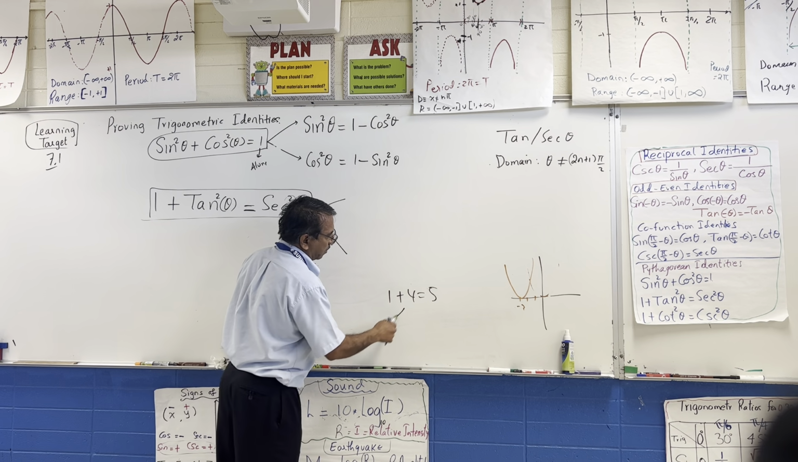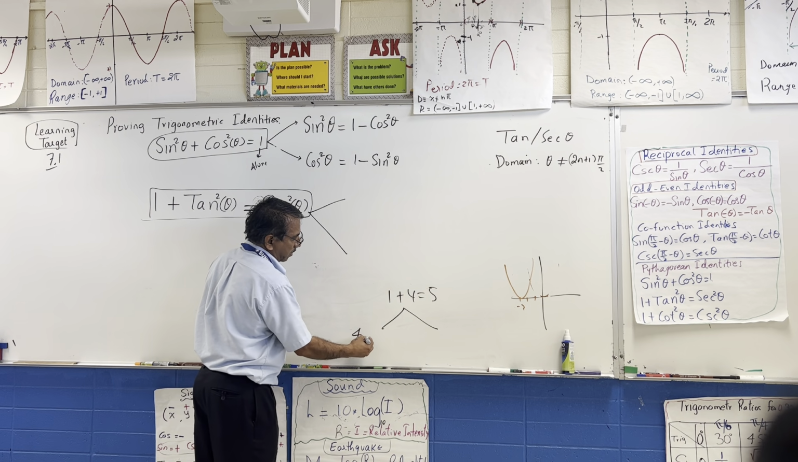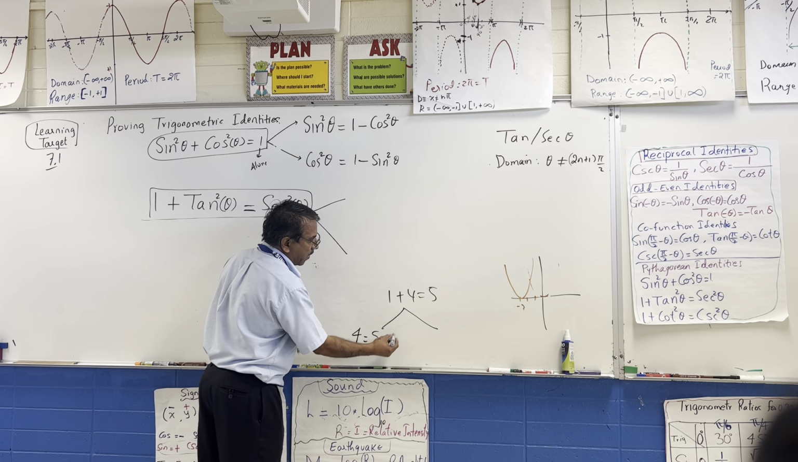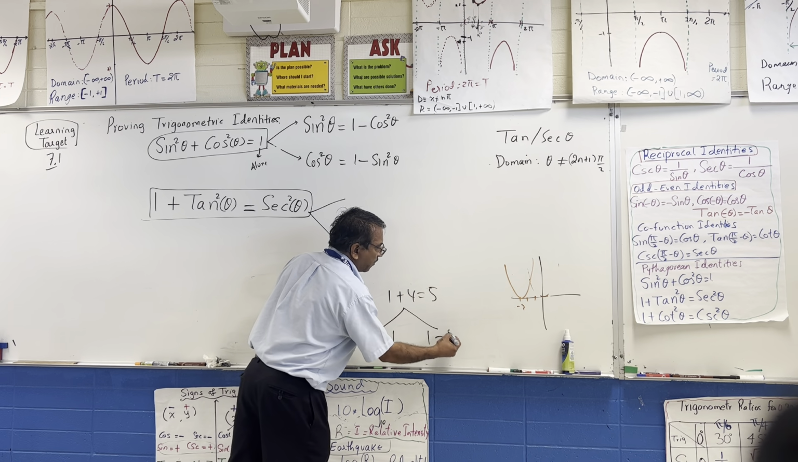One is keep 4 as it is. This 4 as it is. Can I write 5 minus 1? Now I'll keep 1 as it is. Can I write 5 minus 4?